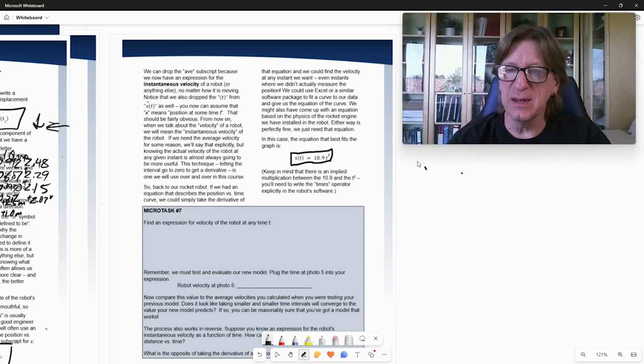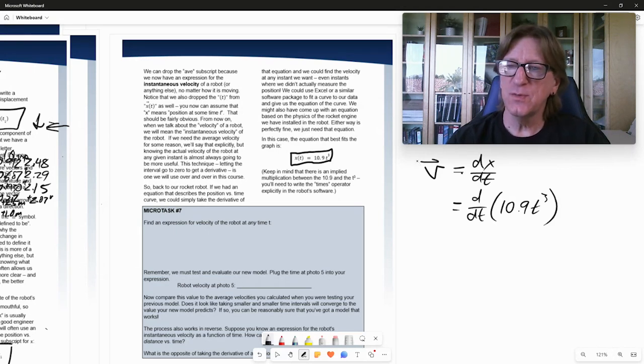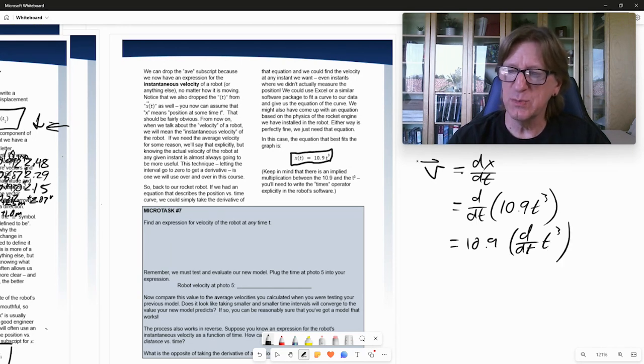we defined the instantaneous velocity to be dx/dt, the derivative of x with respect to time. So we're going to take d/dt of our expression, which is 10.9 t cubed. You may or may not remember how to take a derivative, but I'll remind you: the constant doesn't change, it goes out front. So that's going to be a 10.9, and then it's going to be d/dt of t cubed. When I take the derivative with respect to time, I multiply the 3 times this whole constant, and then I decrease the exponent by 1.